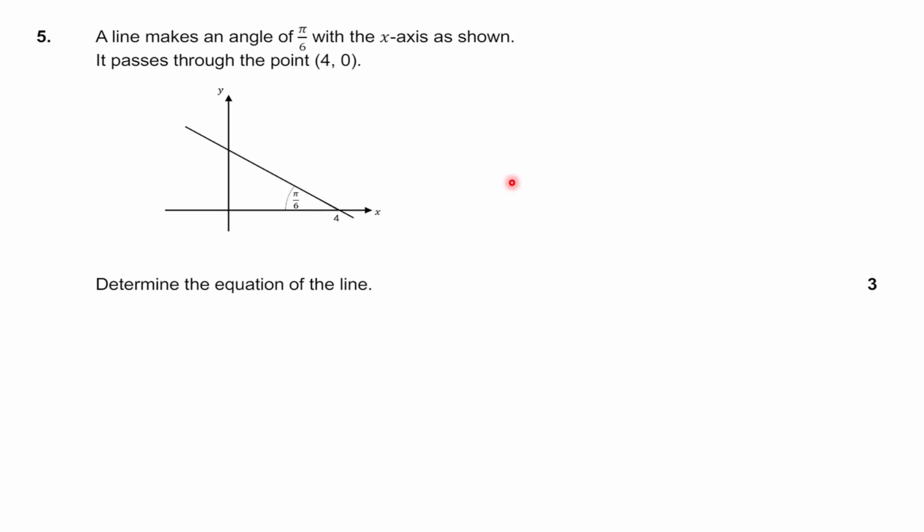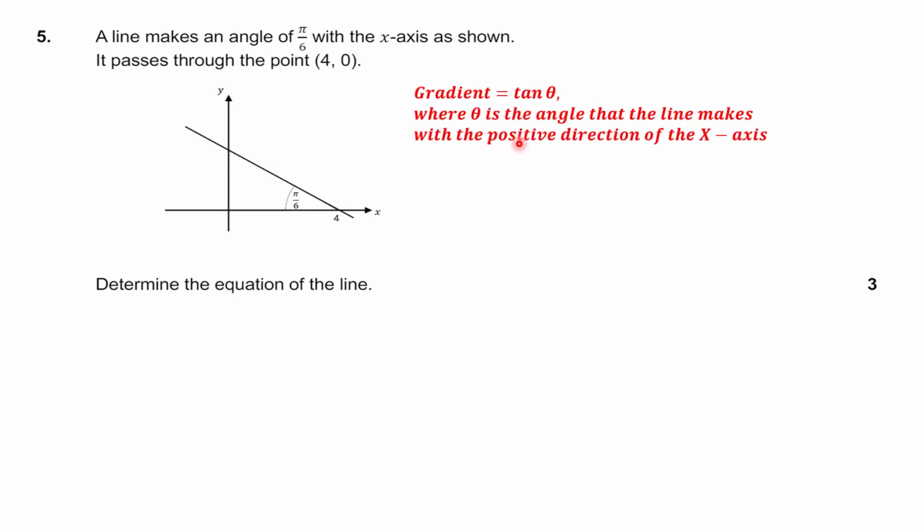Now the first thing you've got to know, if you're given an angle here, is that the gradient is equal to tan theta, where theta is the angle that the line makes with the positive direction of the x-axis. Now that's not the angle we want, it's this angle here. Now to find that, we've got a straight line, so to find theta, it's going to be pi, which is 180, take away pi by 6, which is 30, which is 5 pi by 6. So the gradient is going to be tan of 5 pi by 6, that's tan 150.